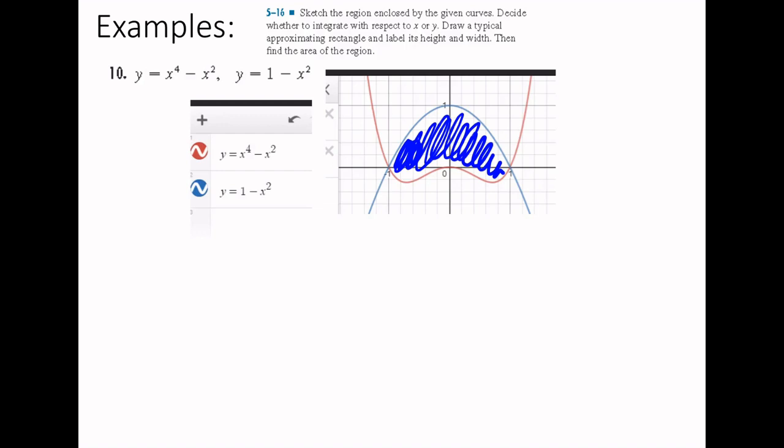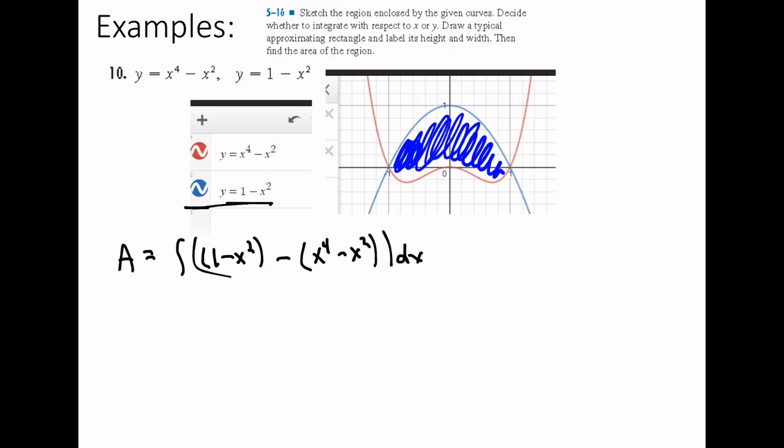So to find that area, we want to use the formula that we just were given, which is the area of the top. You see how the top is blue here, right? So the top is blue. So 1 minus x squared is the top function, minus x to the fourth minus x squared is the bottom function. And we are trying to find that integral from here to here. Now you can see on the Desmos graph that it goes from -1 to 1.